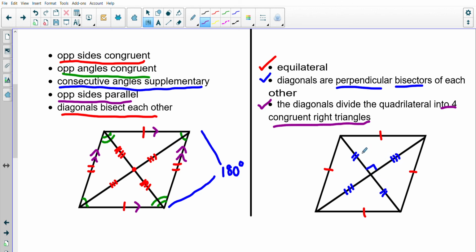And how would we do it? Well, we would use side-angle-side in this case. Again, it looks like we have 2 sides and the included angle, so that's how we could go ahead and prove that. So again, what we just talked about here on the right-hand side was how a rhombus is unique, how it's different than a normal parallelogram. It has all of the properties of a parallelogram and some other properties.